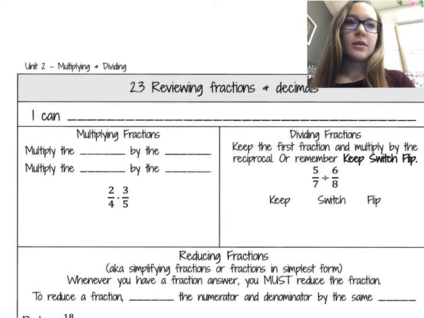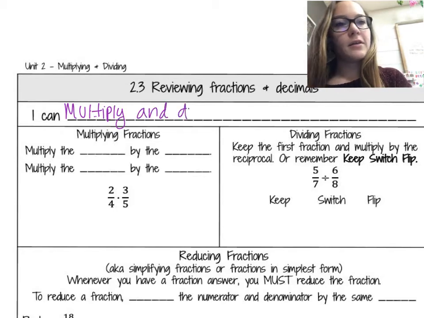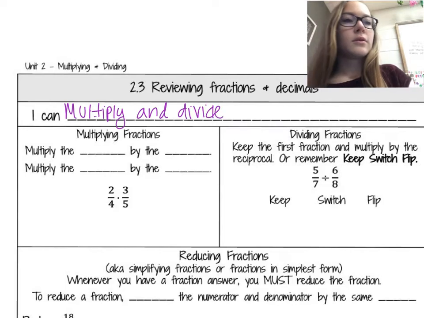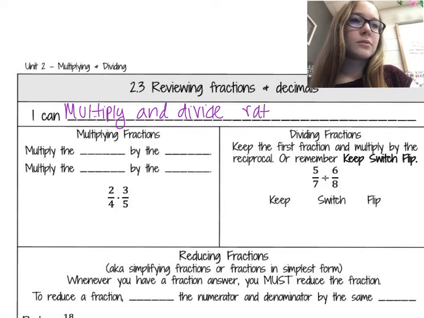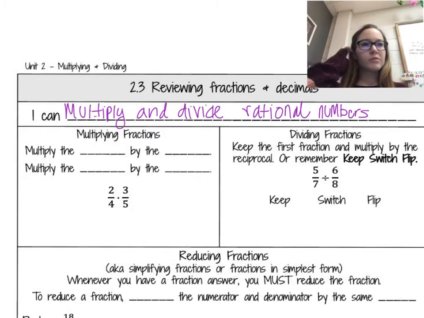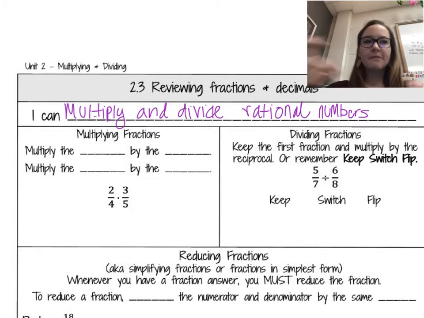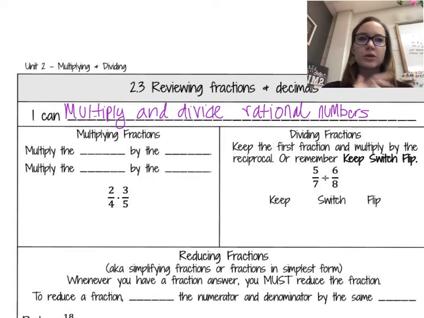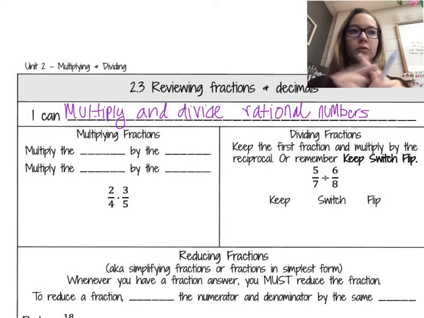So I can multiply and divide rational numbers. So remember, a rational number is made by dividing two integers, so that can be a fraction or a decimal. Okay? So remember, to multiply fractions, you're just going to multiply the top times the top and the bottom times the bottom.